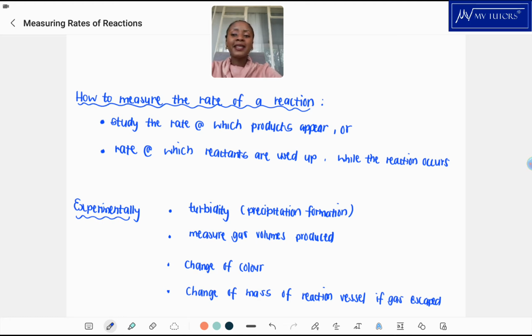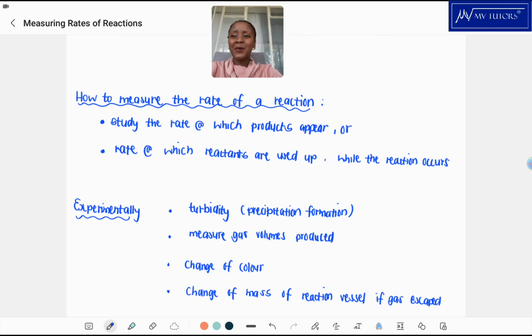And lastly, we would look at the change of the mass of the reaction, especially if a gas has escaped. In your reaction vessel, you would have your reactants, and while the reaction is going, there'll be some gas. Instead of having a gas syringe there, you let the gas escape, and you measure before everything happened, and then after the gas has escaped. Then you can see that the mass has reduced.